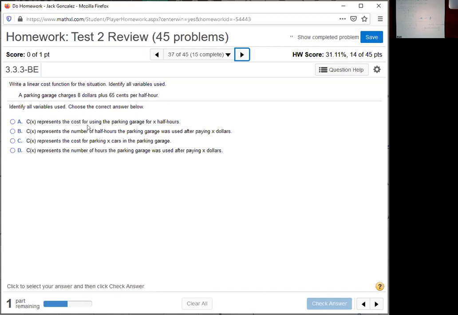Okay, well, C of X represents the cost of using the parking garage for X half hours. No, it's not completely true. They don't mention the $8. Nope. There's the cost of parking X time. Doesn't make sense.